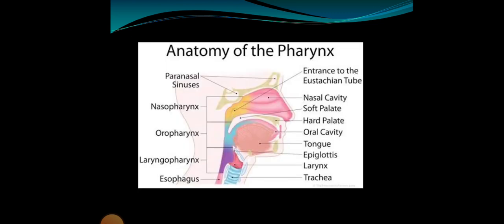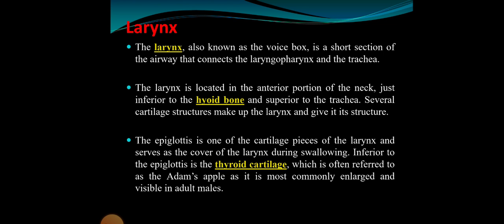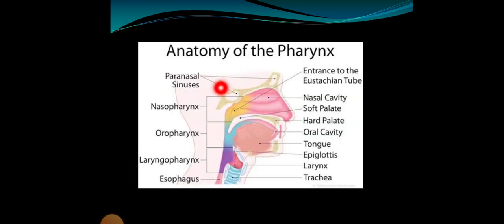This is the anatomy of the pharynx. The pharynx contains various parts. The first one is the paranasal sinuses. Here are the three regions of the pharynx: one is the nasopharynx, the second is the oropharynx, and the third is the laryngopharynx. And below this, the esophagus and the entrance of the esophageal tube.